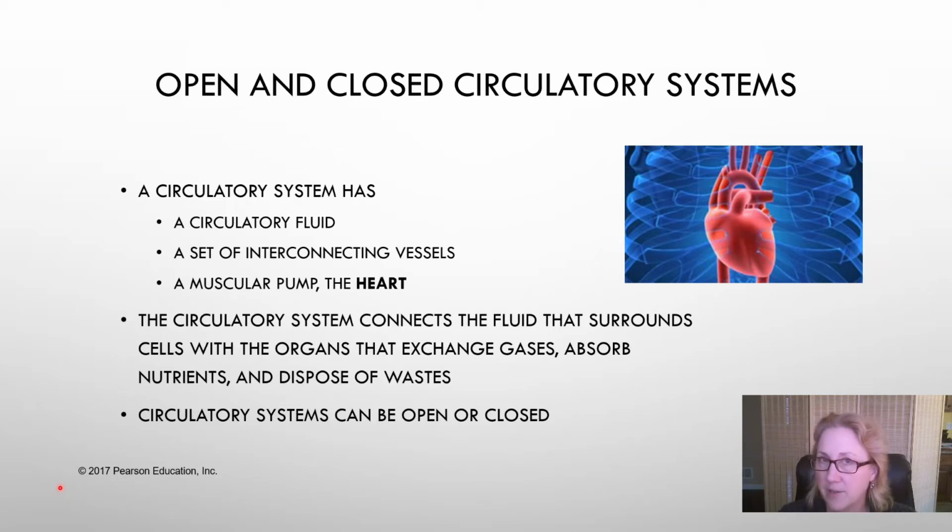For animals that have circulatory systems, there are open and closed circulatory systems. And we'll talk about both of those. So a circulatory system circulates fluid. There's some kind of fluid, which we call our circulatory fluid blood. But for organisms that have an open circulatory system, we don't call it blood. There are interconnecting vessels, and there has to be some kind of a pump, which is the heart, to pump the circulatory fluid around.